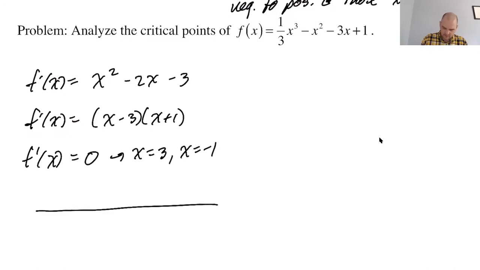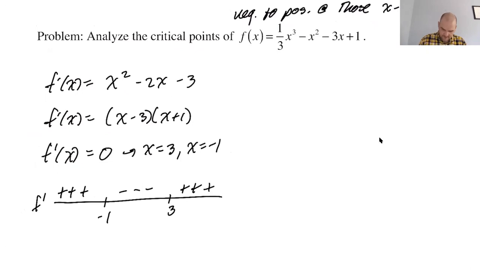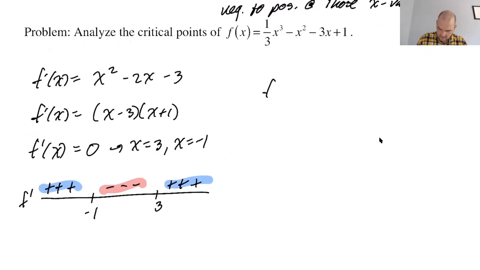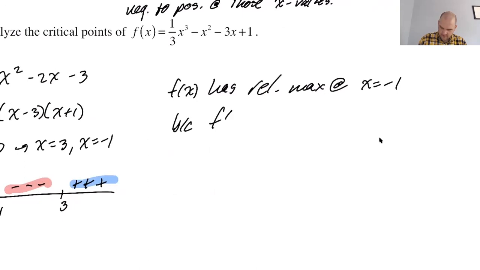Sign chart. We're getting really good at this, I think, right? Same process every time. F prime. Quadratic, it opens up, so I'm gonna do my thing. Pluses, minuses, pluses. All right, so I see positive, positive. I see a negative. All right, so I'm gonna say f of x has a relative maximum at x equals -1 because f prime changes positive to negative.